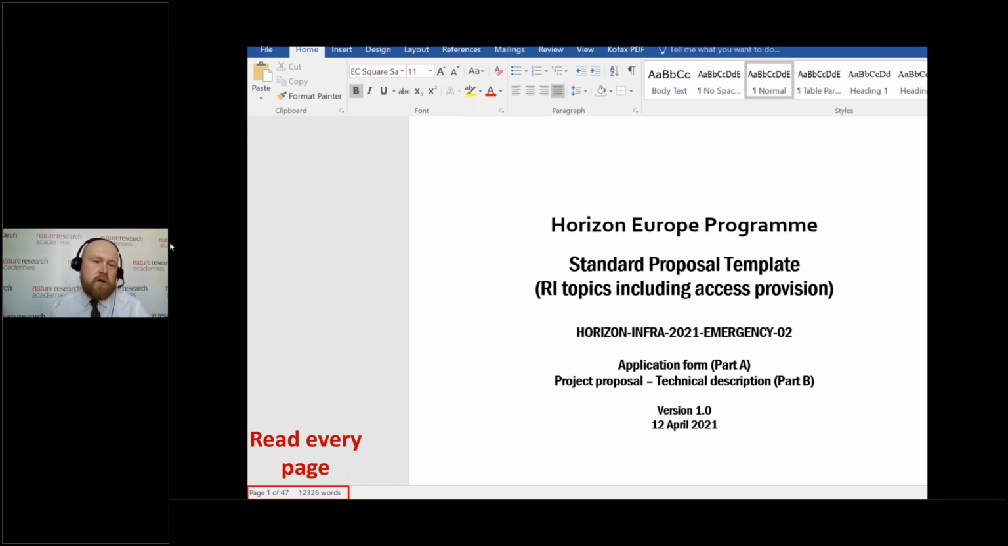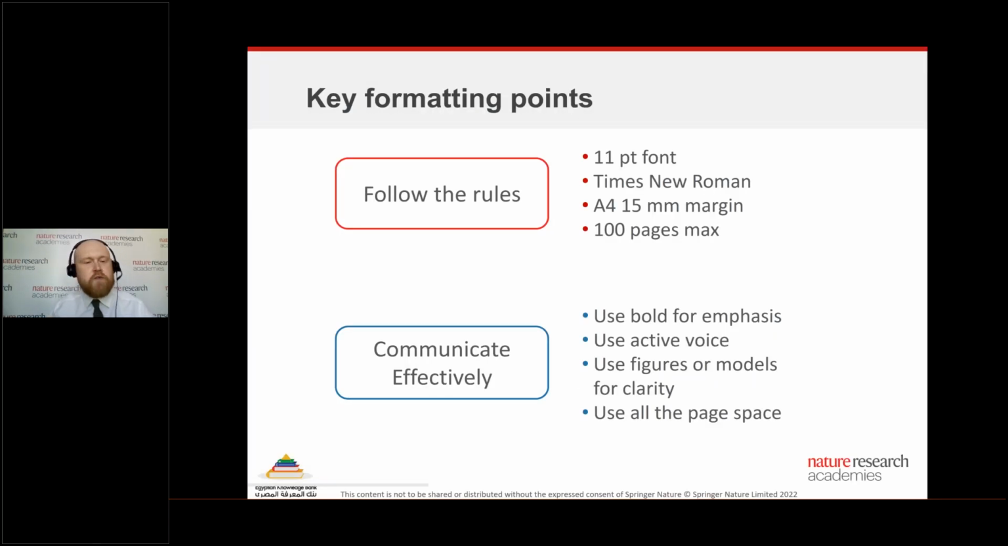Okay, so I wanted to highlight just some key formatting points from the Horizon Europe framework. Do be sure to investigate these yourself, but I just wanted to highlight some key features. They typically use 11-point font, Times New Roman, and they require you to have a 15mm margin. The proposal should also be 100 pages max. They also expect you to communicate effectively throughout your proposal. You can use bold for emphasis. They do recommend using the active voice more than the passive voice.